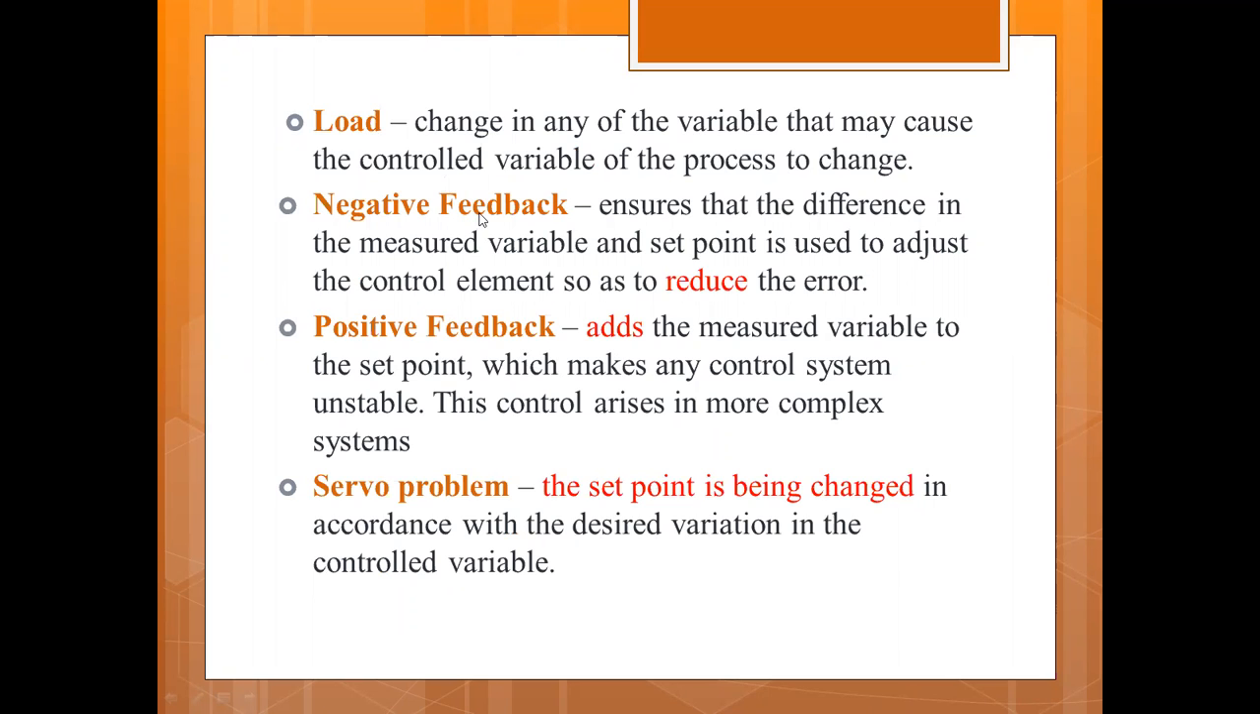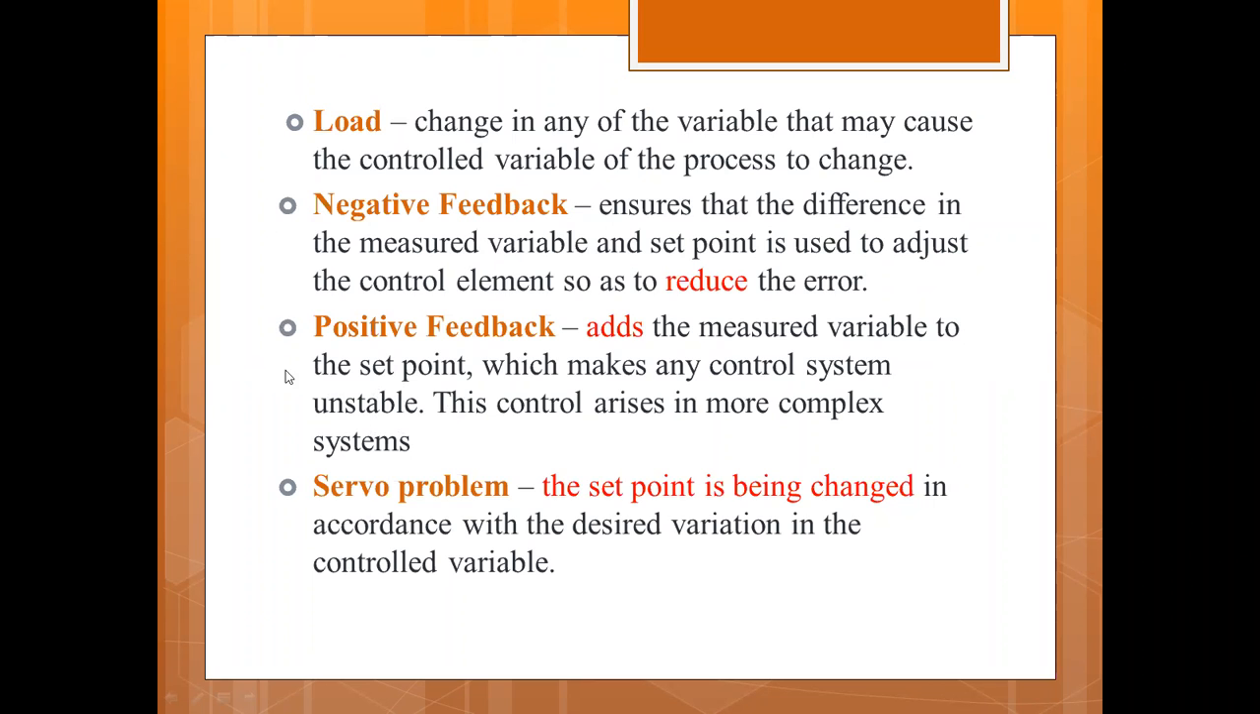We have negative feedback and we have positive feedback. Negative feedback is the usual case. It ensures that the difference in the measured variable and set point is used to adjust the control element so as to reduce the error. Take note, class, that it is the difference in the measured variable, not the actual output but only the sensed output, and set point that is used to adjust the control element so as to reduce the error. This is the usual case.